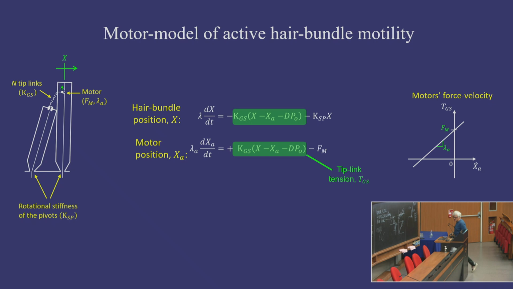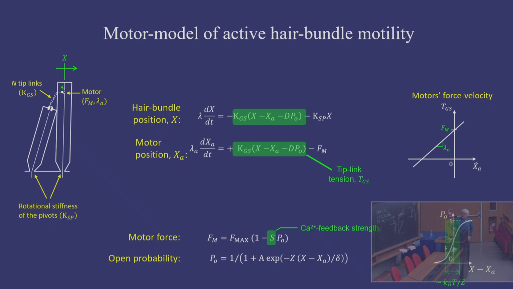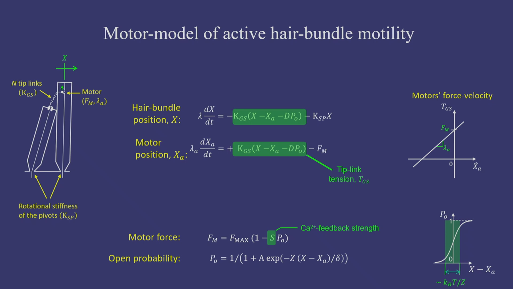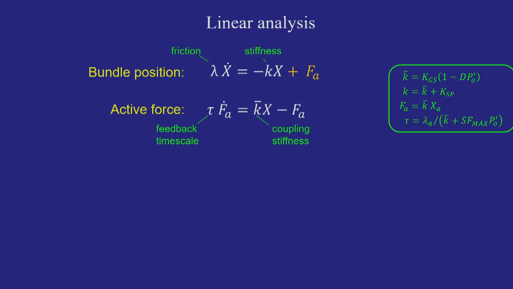Now, calcium is important, and we include the effect of calcium by assuming that the motor force decreases by an amount S, the calcium feedback strength, when channels pop open. So if the open probability is different than zero, the force is reduced from the maximal value of F max. The only nonlinearity in the system comes from the sigmoidal shape of the relation between open probability and displacement. Now, to discuss a bit more what happens in such a model, we can expand it around a fixed point and look at the linearized version of the model. In that case, we are set with these two linear equations, very simple.